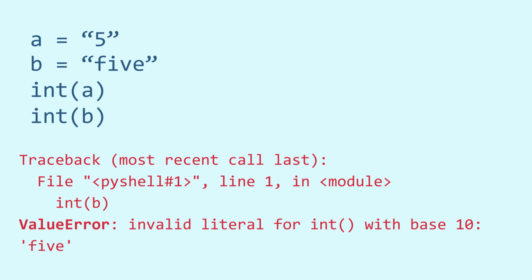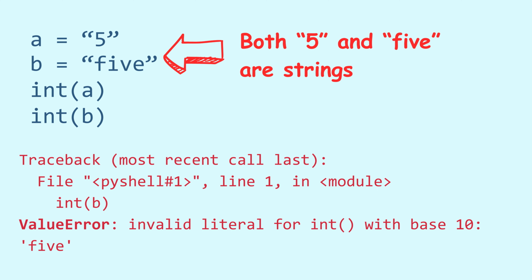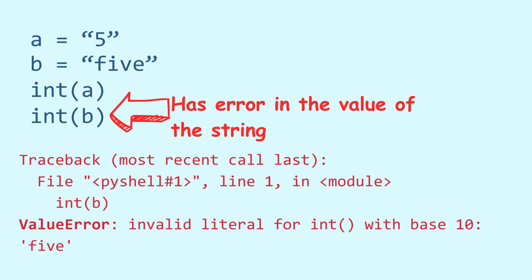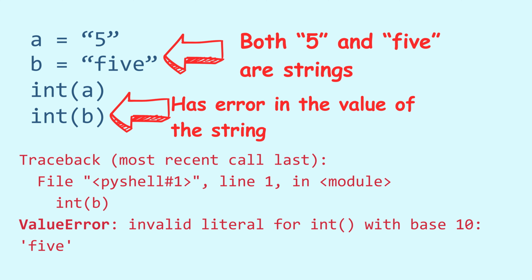That's because the int function expects numbers, not alphabets. Yes, both the number 5 and the word 5 are strings, but the second one has an error in the value because it has alphabets, and hence a value error was raised. I hope it makes sense.